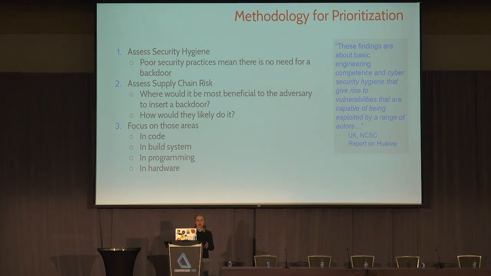Also, obviously you have to focus on different areas of your manufacturing. You have to look at the code, the build system, programming, hardware. There's a lot of different components of a good chip. One quote from the UK report on Huawei was, they said they couldn't really determine intentionality for any of these bugs in the chip or in the software. But these findings were just about basic engineering competence in cybersecurity hygiene. In this situation, there could be bug doors. It could be just really bad, but the fact that a lot of these problems with the design at all layers weren't addressed was the critical part here.